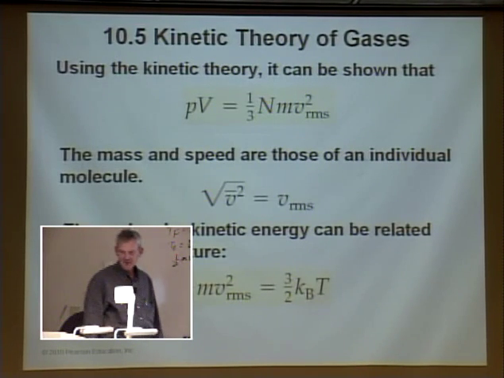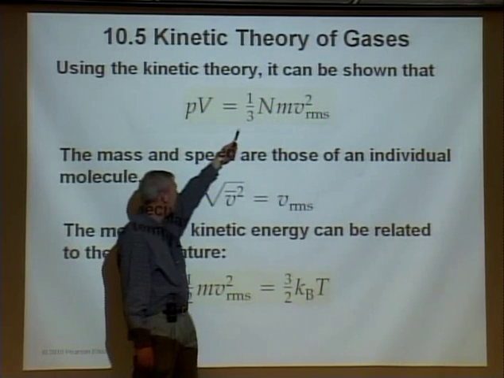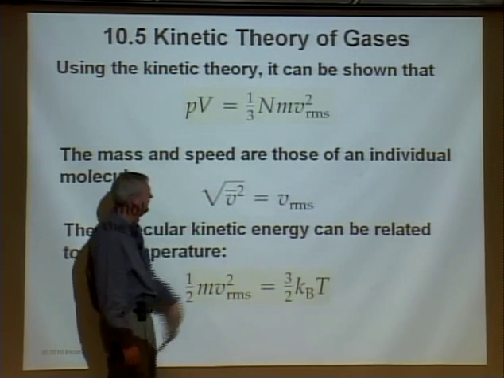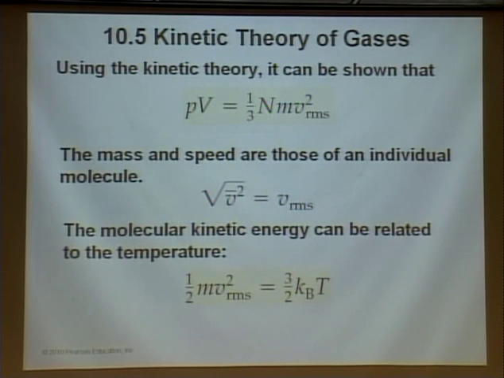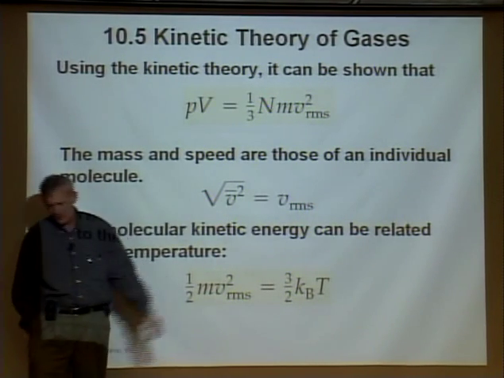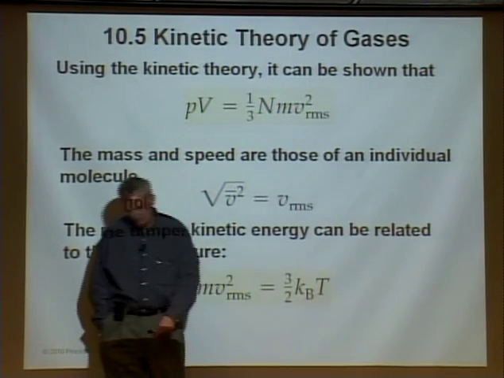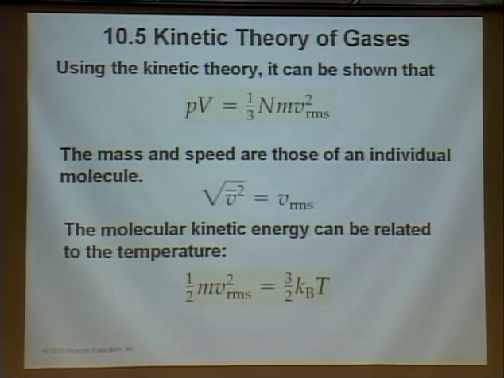So anyway, we started off the evening saying pressure times the volume is equal to some constant, which equals 1/3 the number of molecules times m times v_RMS squared. The mass and speed are those of an individual molecule. So we take all those molecules, take the average of their speeds squared, take the square root of that, and that gives us the root mean square. That's what RMS stands for.